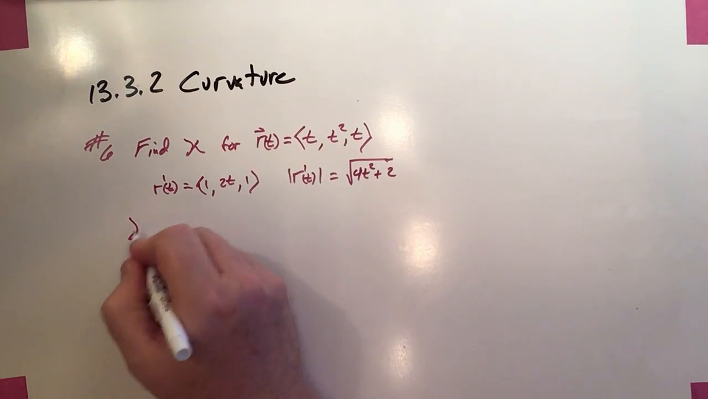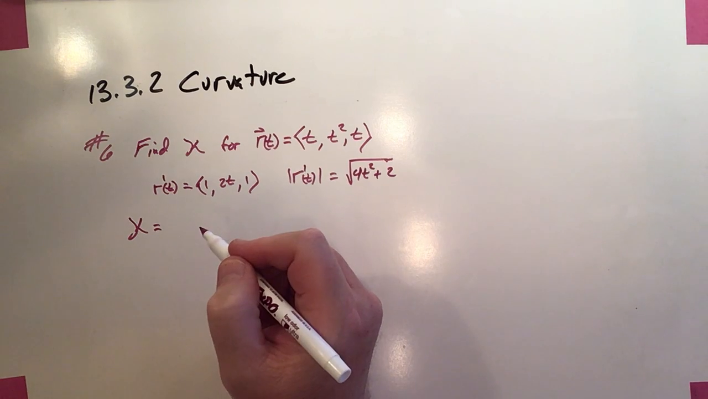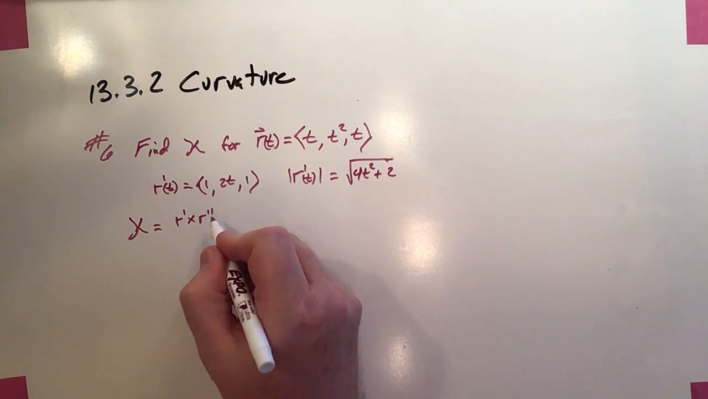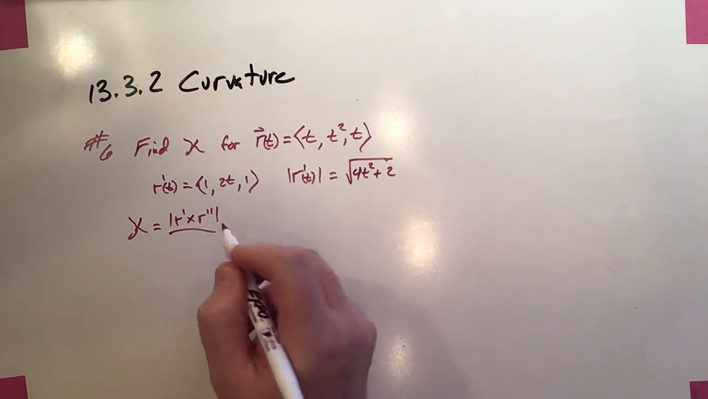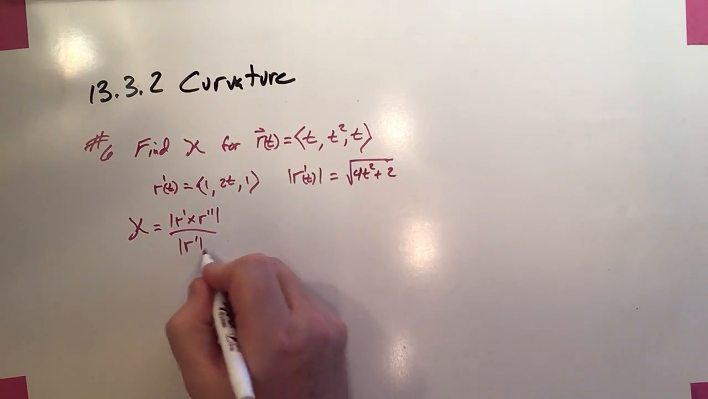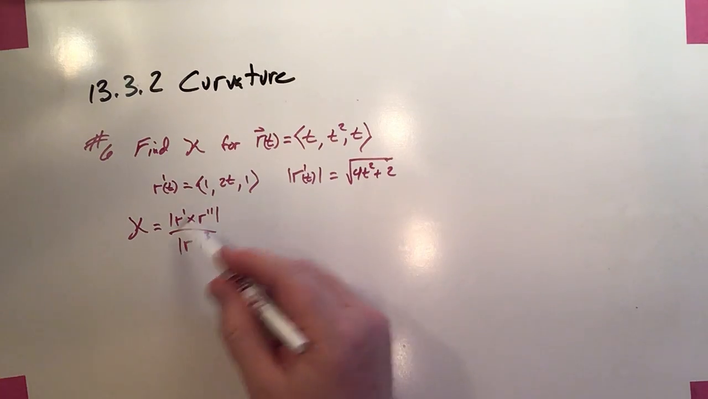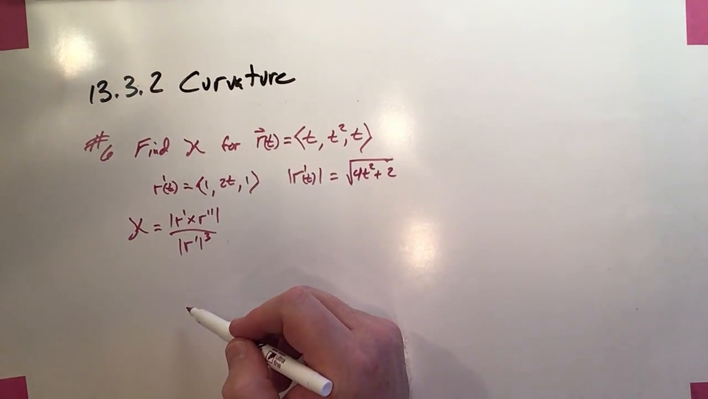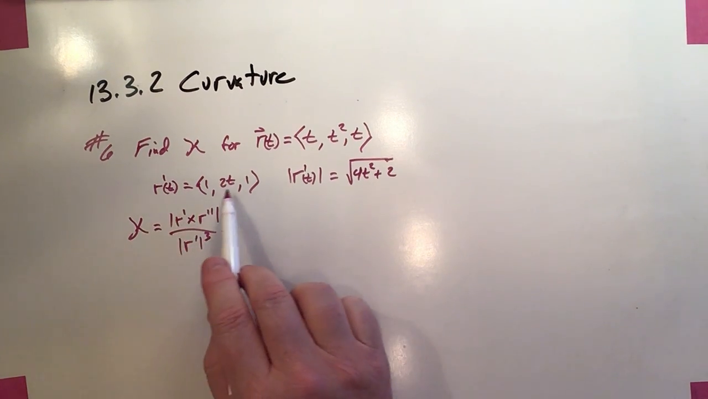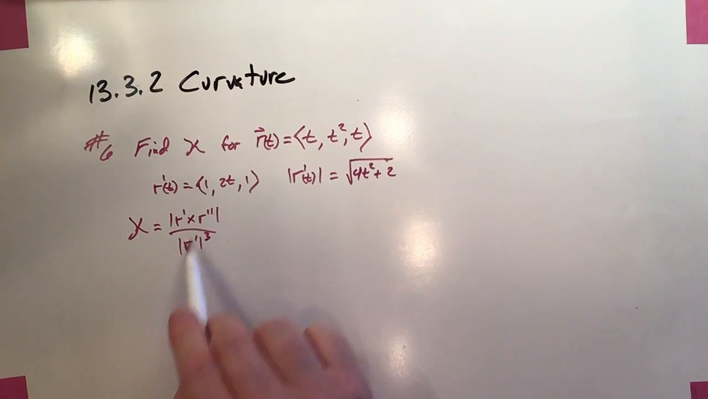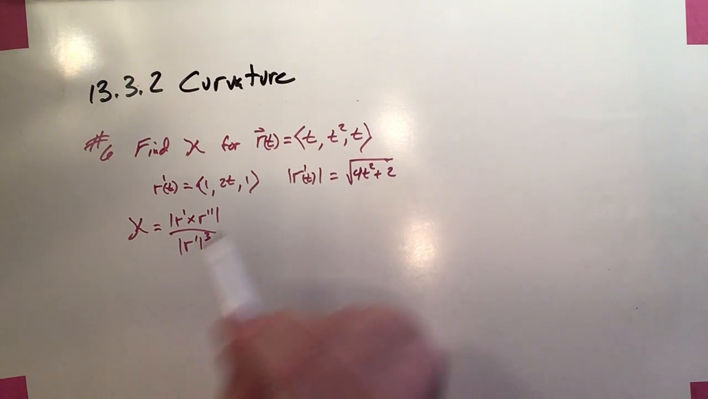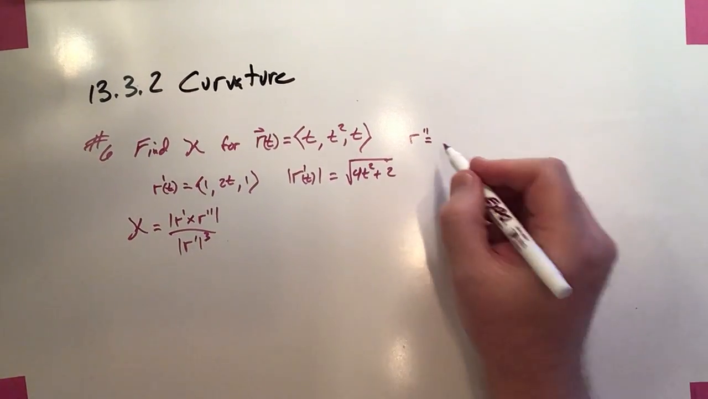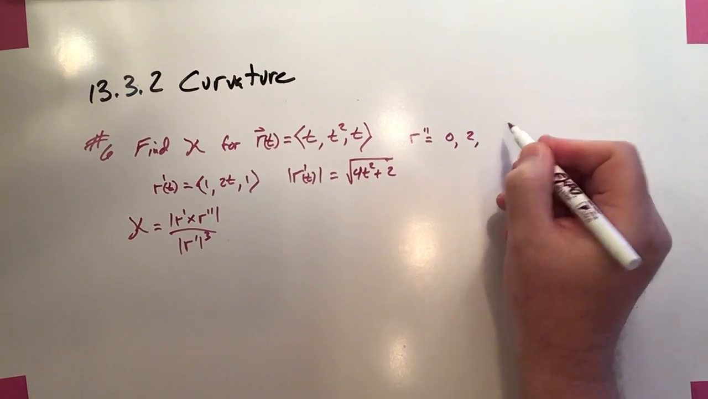Instead, let's use the definition of curvature, which is that it's the magnitude of r prime crossed with r double prime, divided by r prime's magnitude cubed. Because it turns out for this particular vector function, these aren't too hard to find. Okay, we already have r prime. Let's find r double prime so that we can work on the cross product. So r double prime would equal 0, 2, 0.